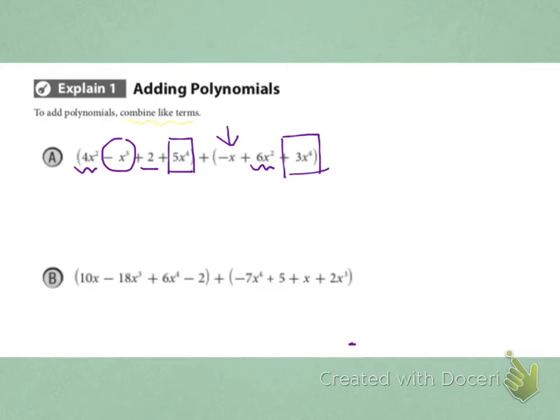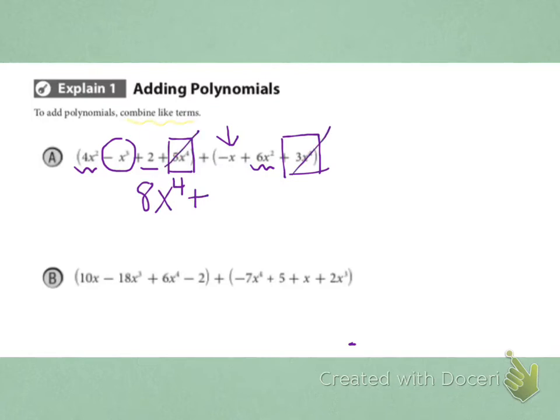And I always want to go in descending order of power, so I'm going to start with the highest degree, those x to the fourth. So I have 5x to the fourth and 3x to the fourth. That makes 8x to the fourth. Then I'm going to move on, and as I usually do this, I usually cross them off.